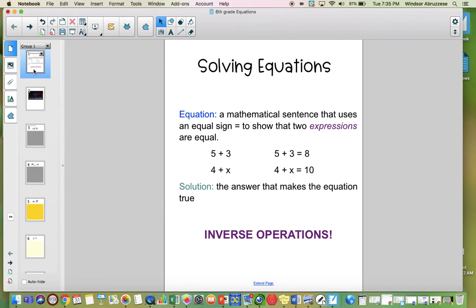The title is Solving Equations, and then the definition. An equation is a mathematical sentence that uses an equal sign to show that two expressions are equal. Well, here are expressions. Here are equations. Equations have equal signs. The solution is the answer that makes the equation true. This is when we solved for x. And remember, inverse operations. So if you need to pause the video at this point to copy this down, do it.